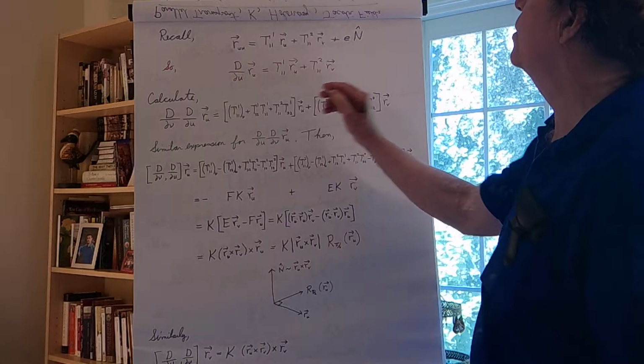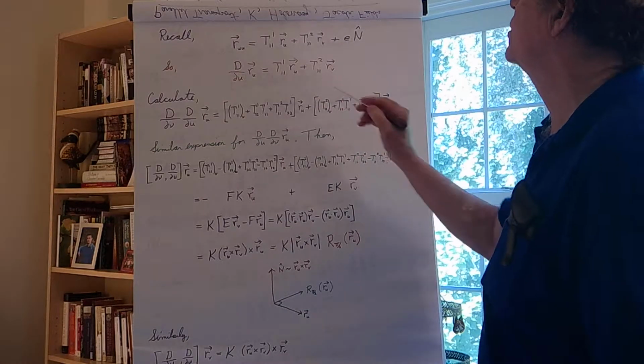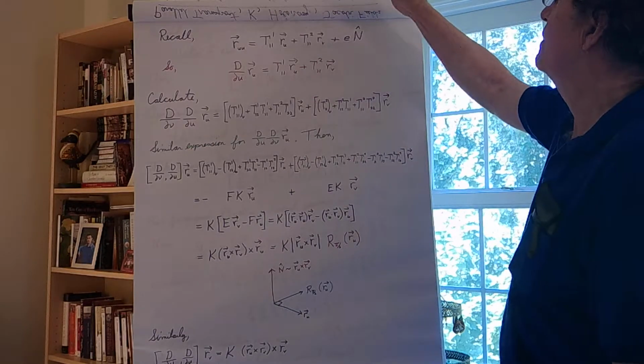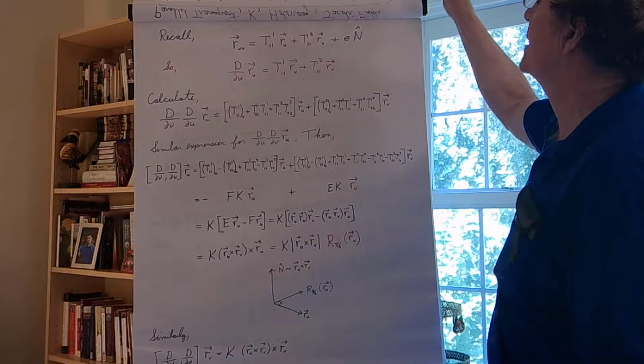So I'm going to pull one of those equations out. Here's r sub uu. How did we write it? Well, it's a vector in 3-space, so there are components in the tangent space.